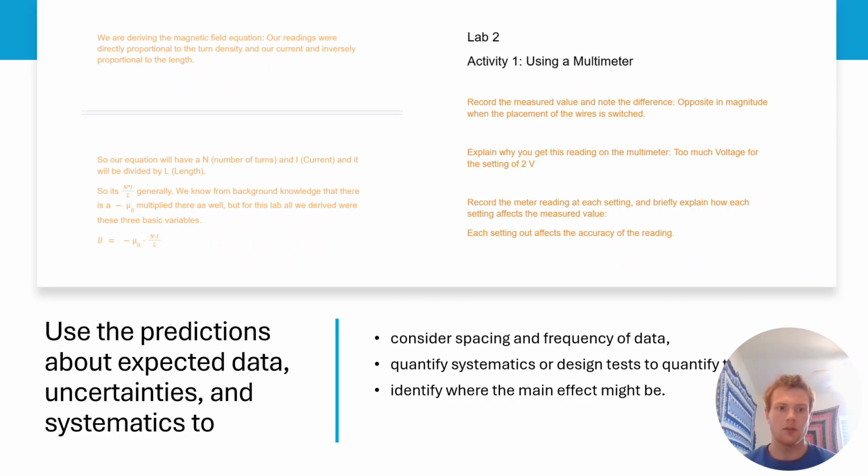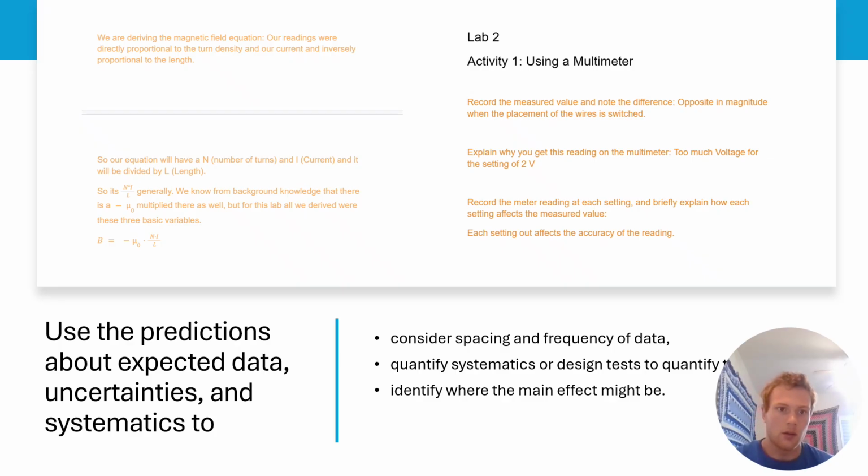All right, so the next thing I need to show is using the predictions about the expected data, certainties, and schematics to consider the spacing and frequency of the data, quantify systematics or design tests to quantify it, and identify where the main effect might be. So I gave two examples. The first example was in our lab too, using a multimeter. I identified where the main effect might be, talking about generally the readings of the multimeter and what those effects mainly are.